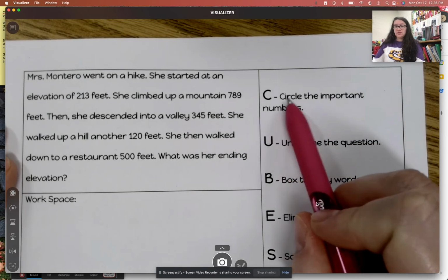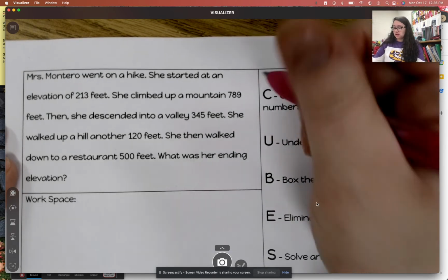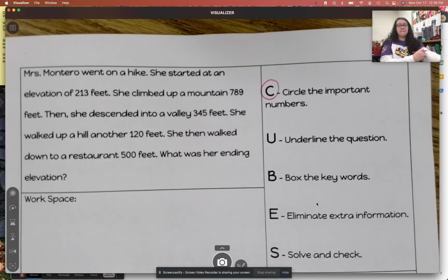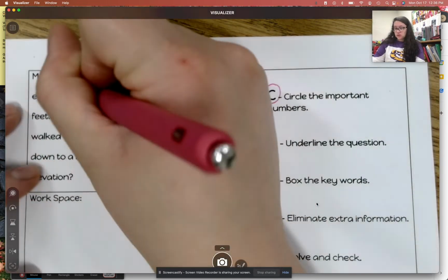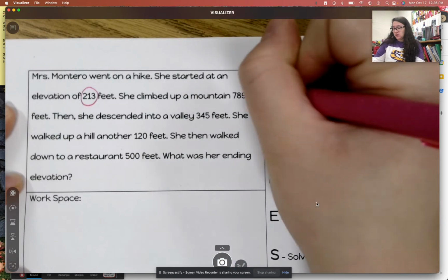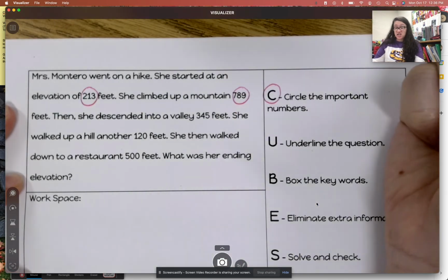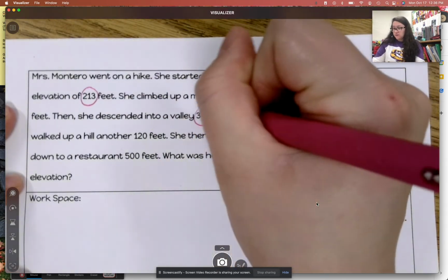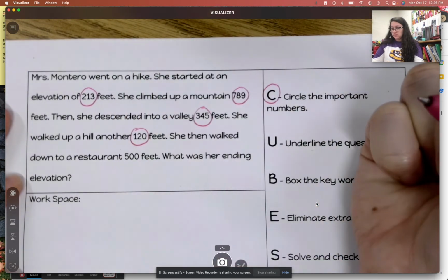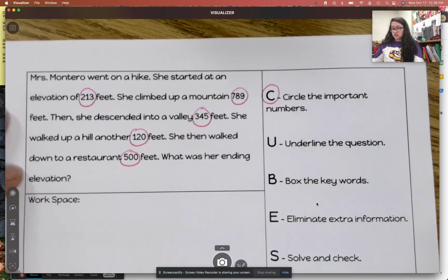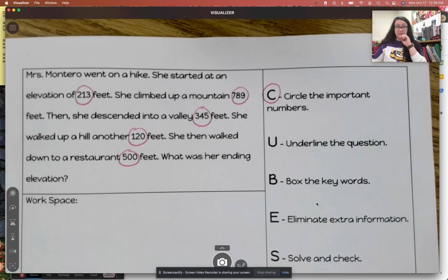The C again stands for to circle the important numbers. So let's go through and do that. What numbers in here are important? 213, 789, 345, 120, and 500. There's a lot of numbers in this problem.